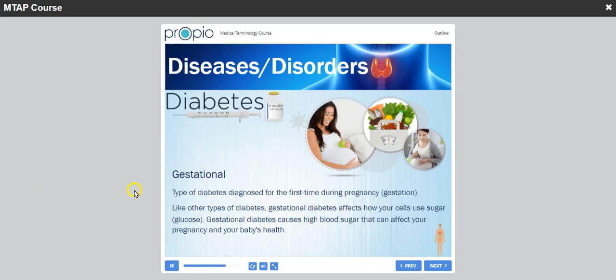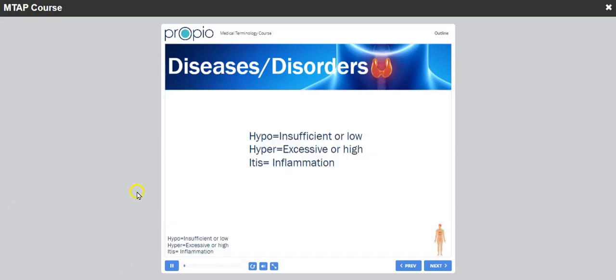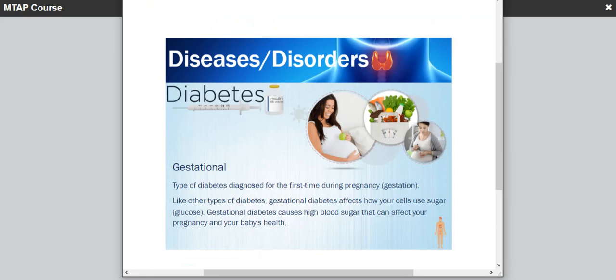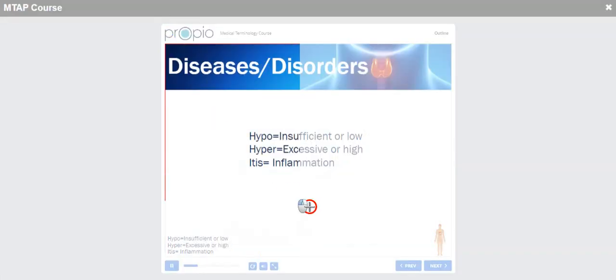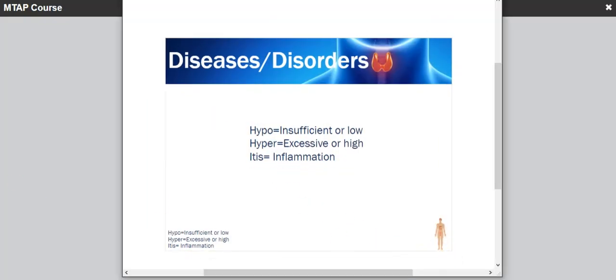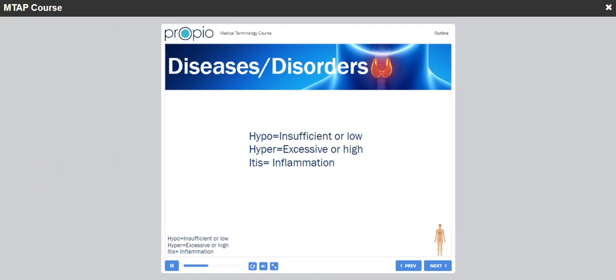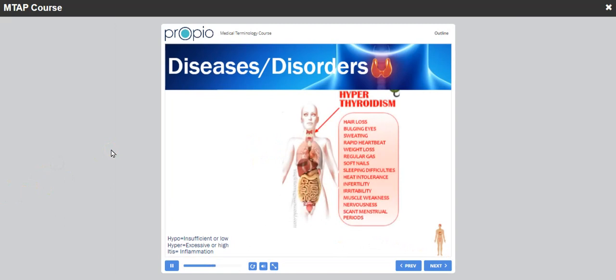For instance, hyperthyroidism. That's a thyroid disease when the thyroid gland produces too much hormone. Hypothyroidism is a thyroid disease when the thyroid gland does not produce enough hormone. Hyperglycemia. That's the condition of higher than normal glucose level. Hypoglycemia is the condition of lower than normal blood glucose level.